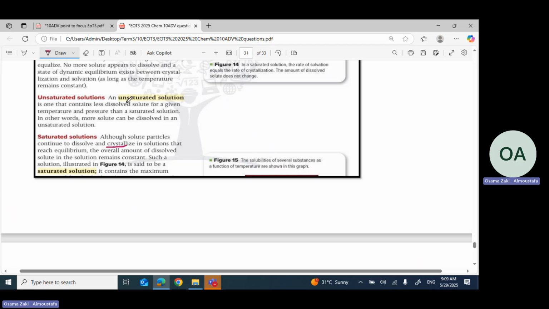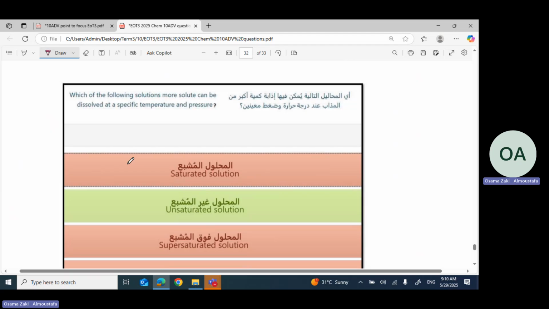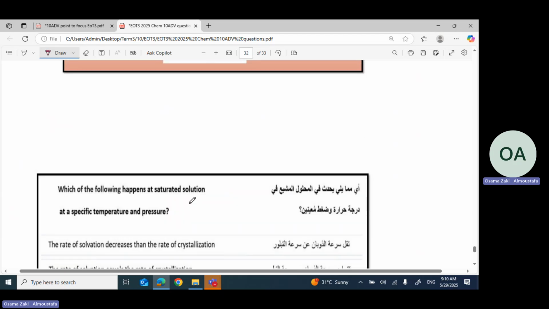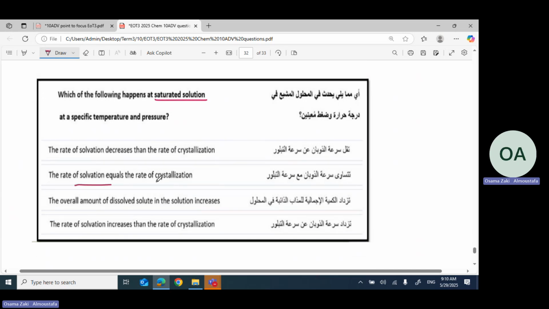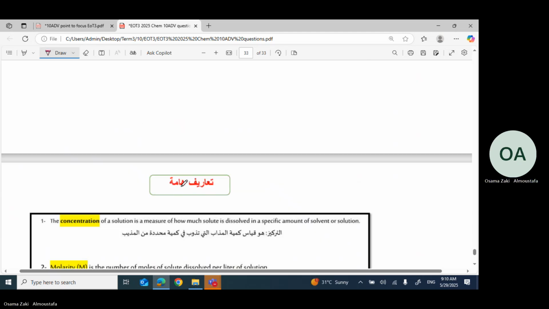If you have less than the maximum, this is unsaturated. Greater than the maximum, this is supersaturated. They said here more solute can be dissolved, so this is the unsaturated. Which of the following happens? The saturated, when the solvation and crystallization are in equilibrium, at equal rates.